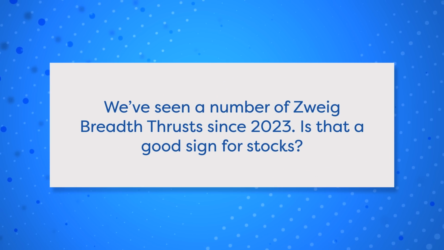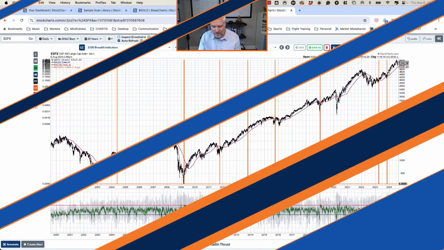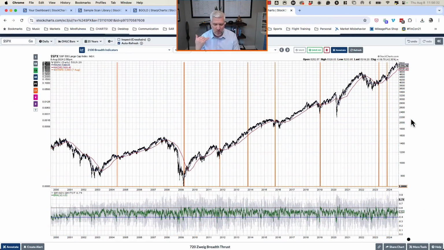Finally, we've seen a number of Zweig Breadth Thrusts since 2023. Is that a good sign for stocks? I love this question. I'm giggling a little bit because I've had a number of questions about the Zweig Breadth Thrust, the Hindenburg Omen, the Titanic phenomenon, Coppock curves. These are great broad market indicators that tend to come up when they show signals, and other times they don't, and that's totally fine. And I guess that's the first way to answer your question.